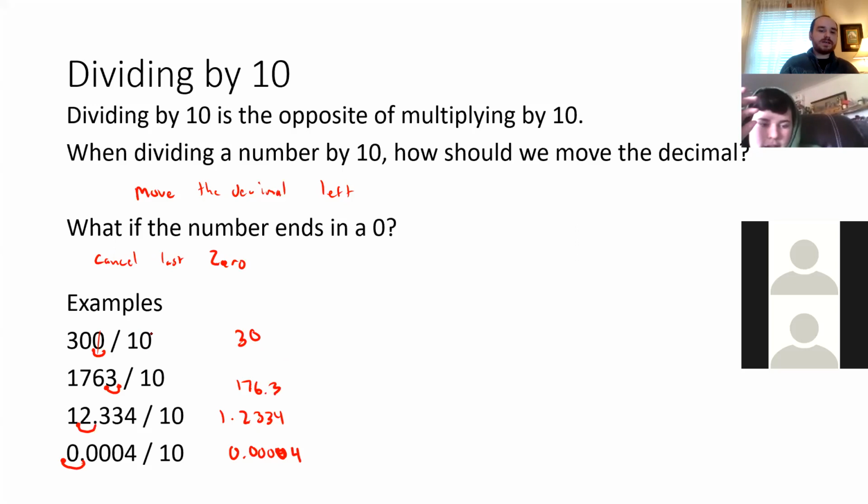Right, exactly, Tristan. So you don't write out 30.0 because that doesn't mean anything to us. The 0.0 doesn't change it. So we just write it out as 30, is effectively what I was getting at there. But in general, all you have to do is move the decimal one space to the left. So that makes sense, right? Multiplying, we go to the right. Dividing, we go to the left.